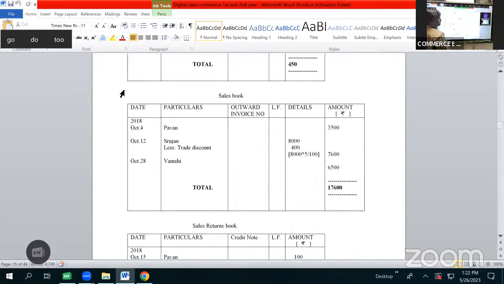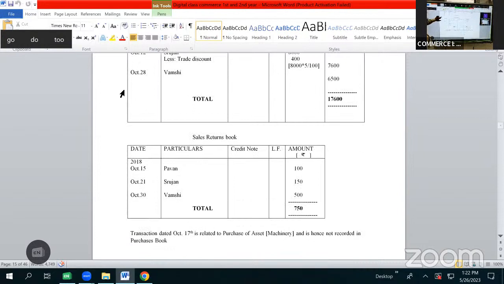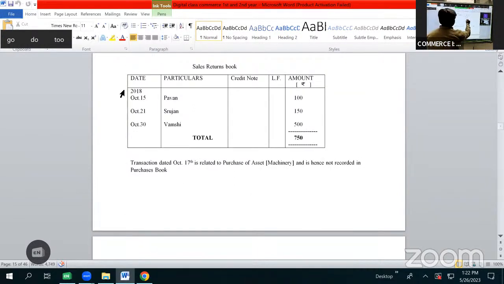Then we have sales book, the total for which is 7 plus 3, 10, 10 plus 6, 16, 17,600. So here it will be shown as total 17,600. Then we have the total for sales returns book, which will be shown as 5, 6, 750, which will be shown here as total 750 rupees. Now let us continue with the topic.